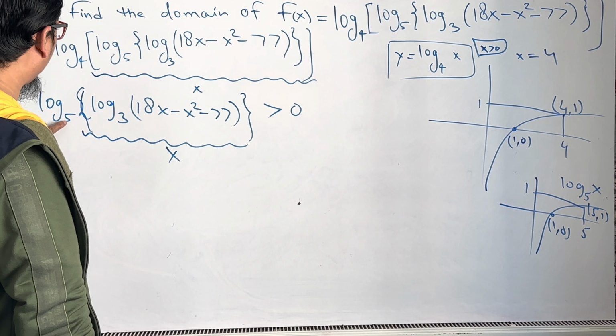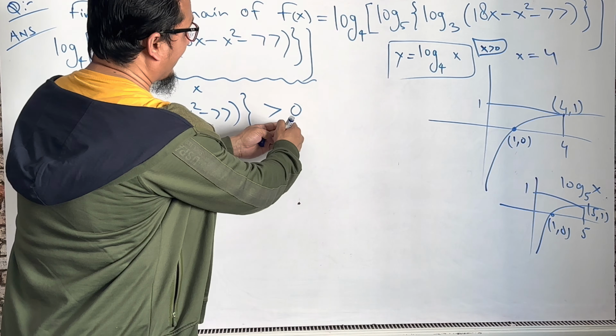So here you can say log base 5, this is x, and this I want greater than 0.